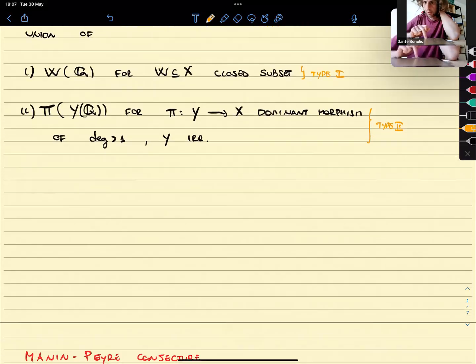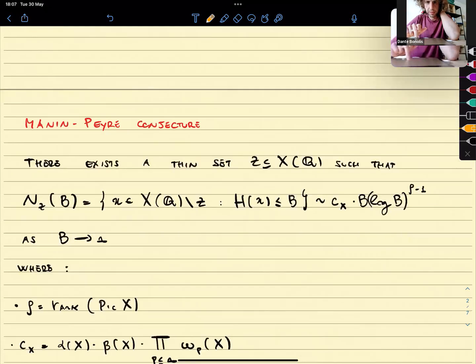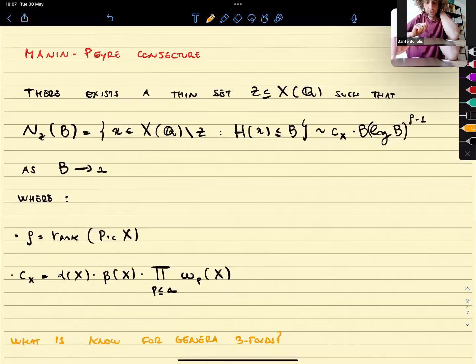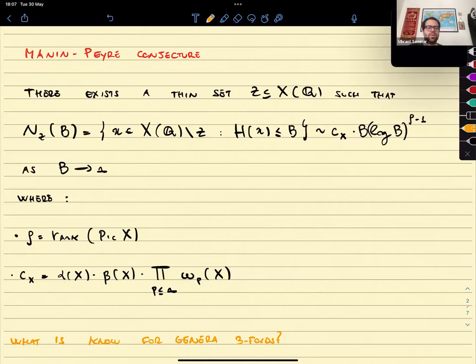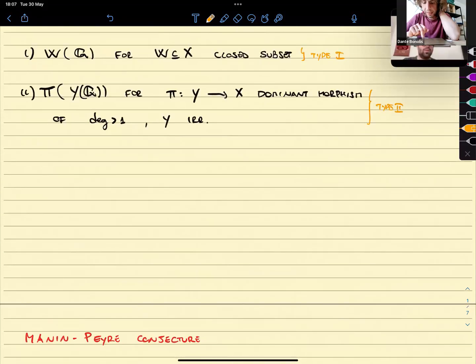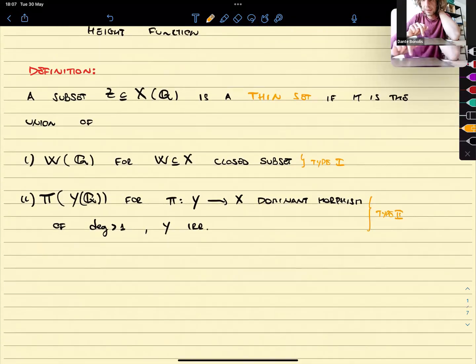Okay, so now we're ready to state the Manin-Peyre conjecture. Sorry to bother you. Can you say what a dominant morphism is? That the image is dense in X.